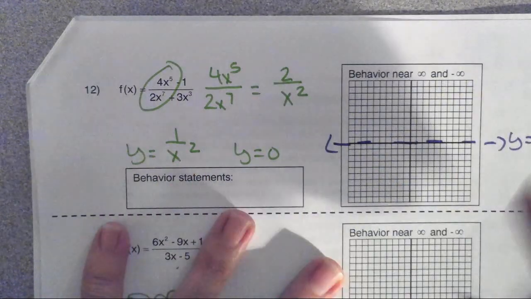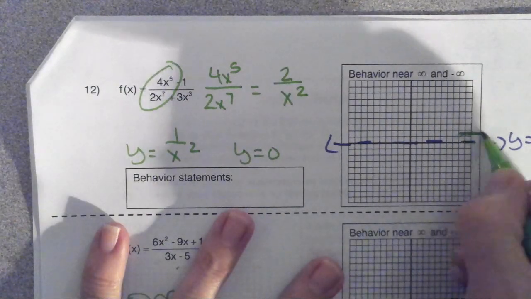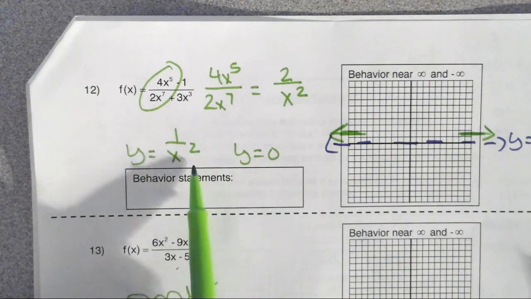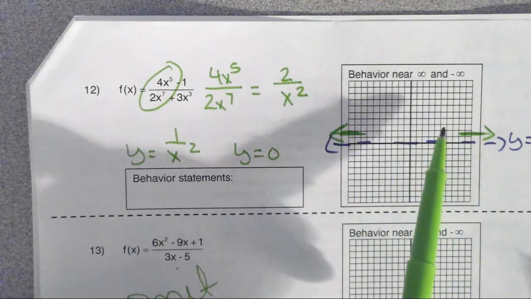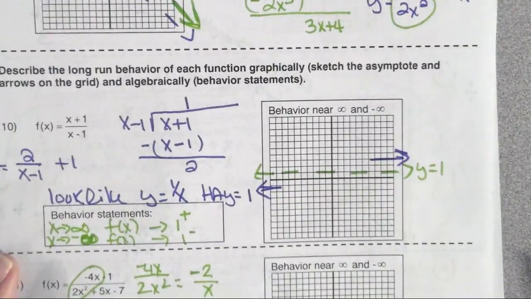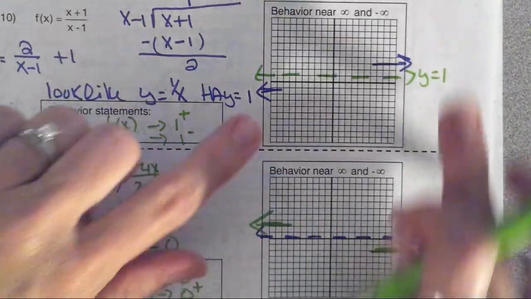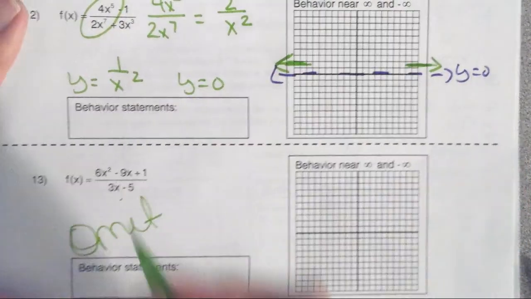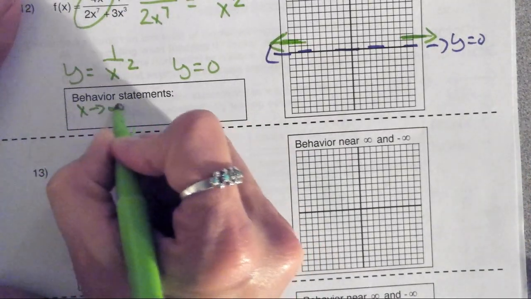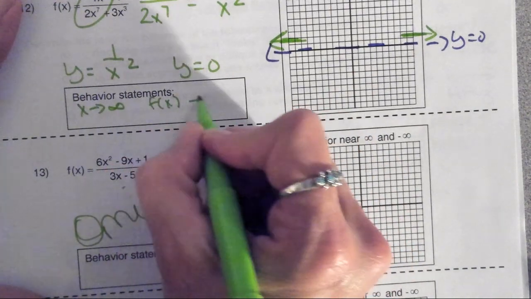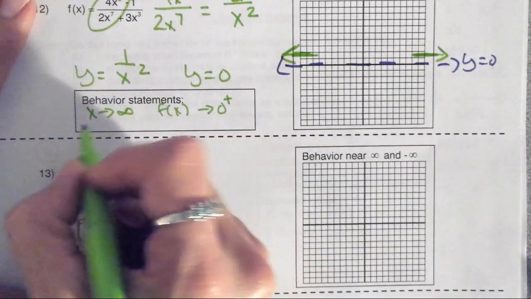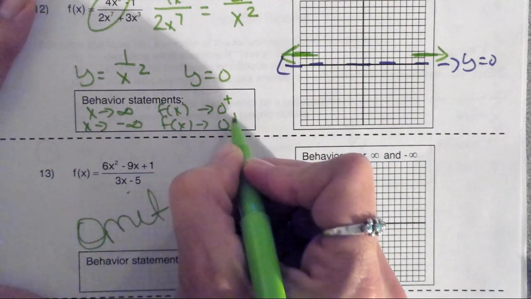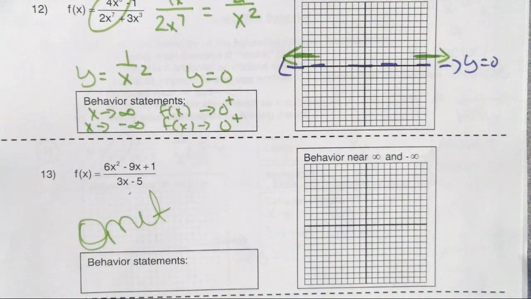Because it looks like a positive 1 over x squared, it's going to be above on the right and above on the left. If it's a 1 over x squared, the end behavior does the same. If it's a 1 over x, like we had here and here, then they do the opposites. But this one's a 1 over x squared, so the end behaviors do the same. As x approaches positive infinity, we're above the 0 line. As x approaches negative infinity, we're still above the 0 line.